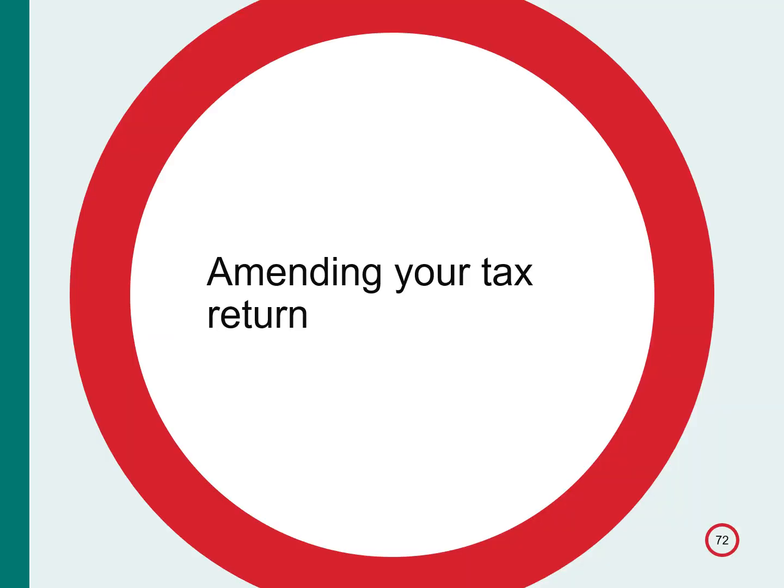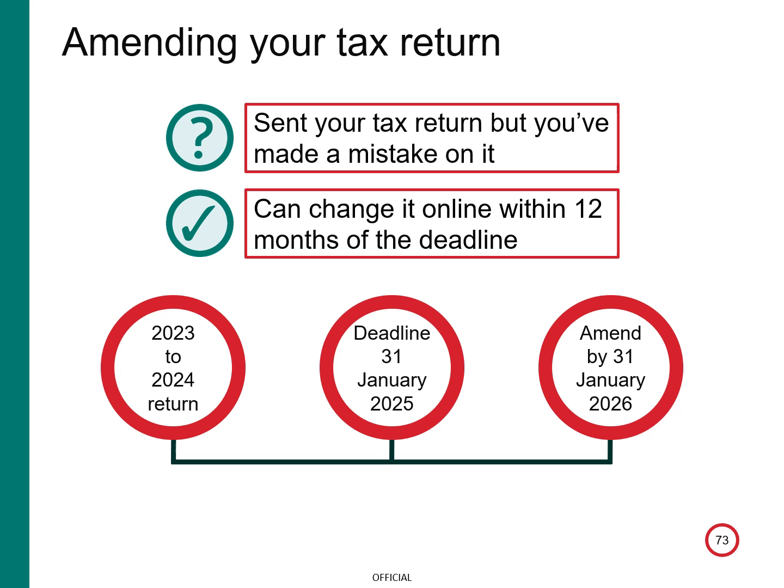You are able to amend your tax return after you've sent it. So we'll look at how you do that. If you've sent your online tax return and then realize you've made a mistake, you can change it online within 12 months of the deadline.